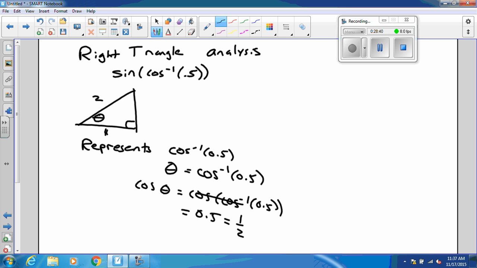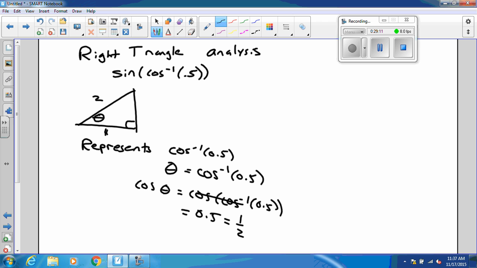Are those the only choices I could have made? No. I could have made this 0.5 and that one 1. Or I could have made this one 2 and that one 4. Or I could have made any proportional triangle like that so that adjacent over hypotenuse is 1/2. Does everybody see that this triangle right here represents the inverse cosine of 0.5 because the cosine of this angle is 1/2 or 0.5? Am I making sense? Yes.